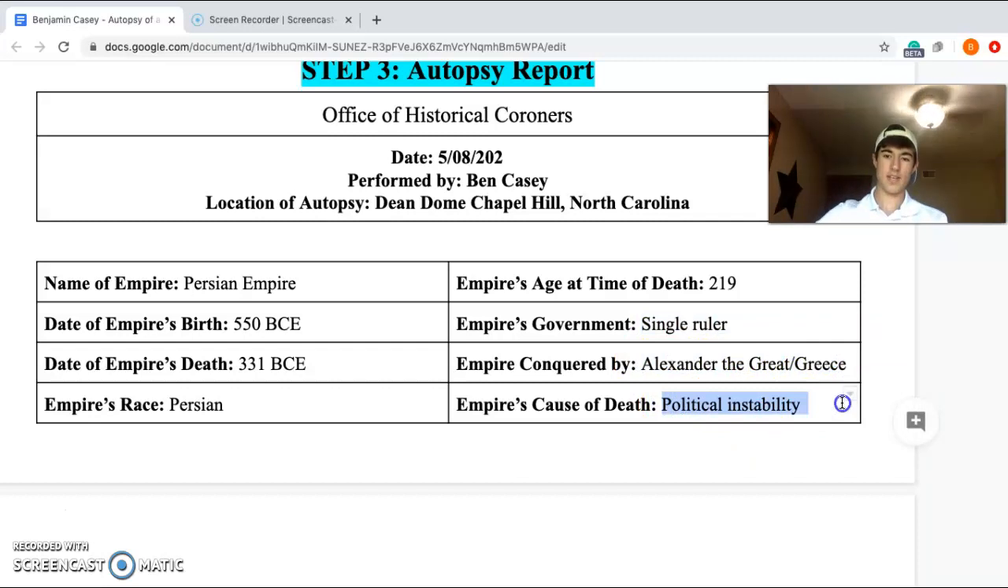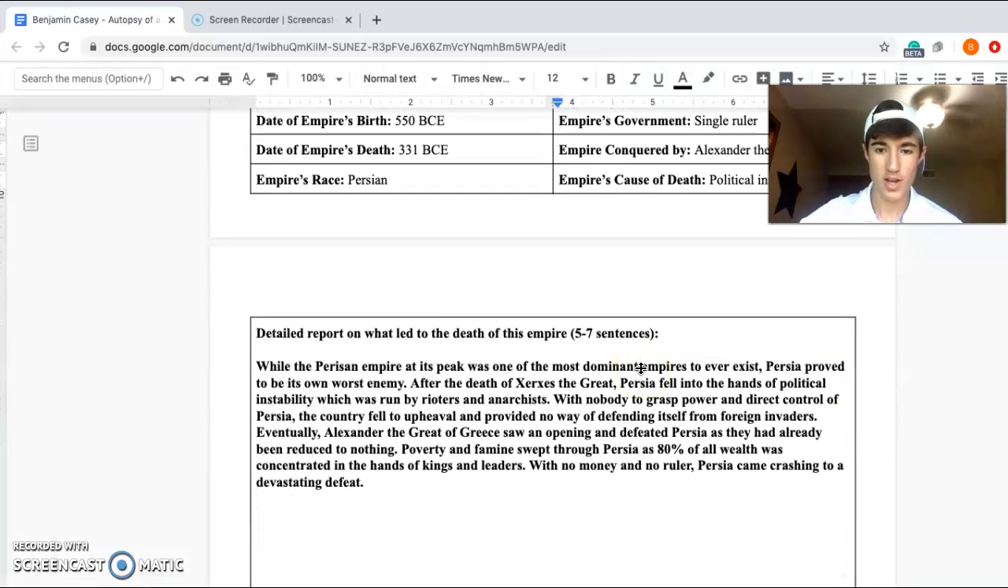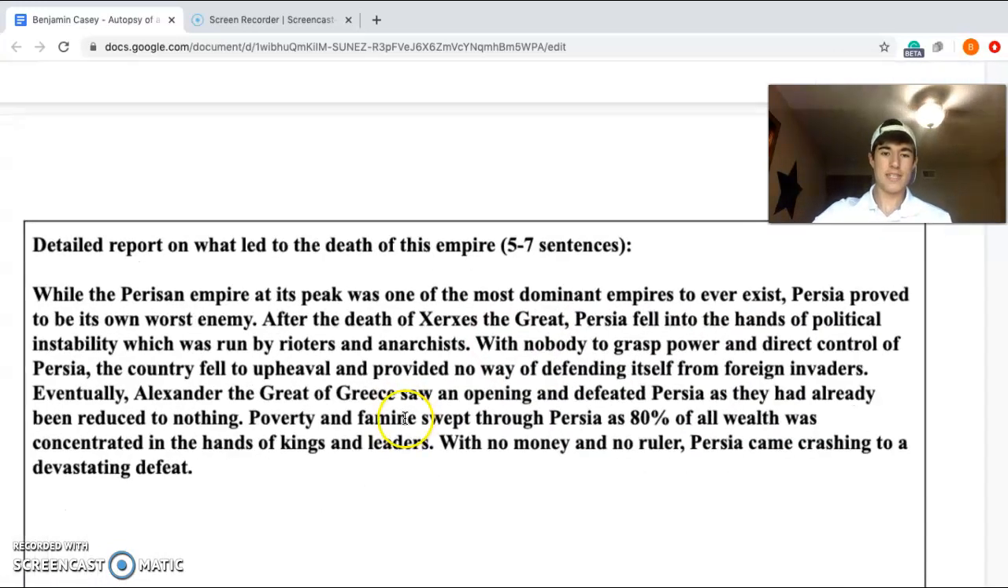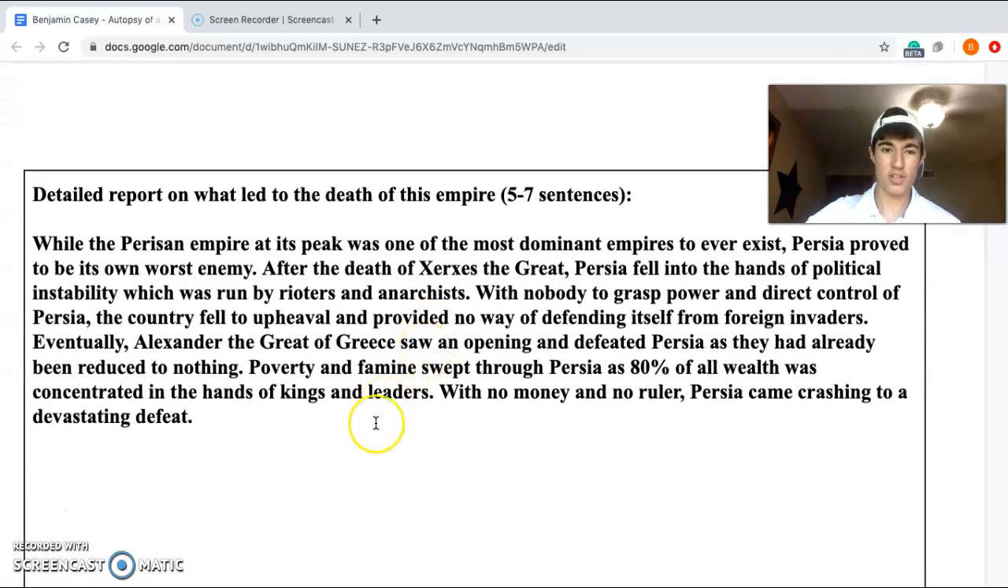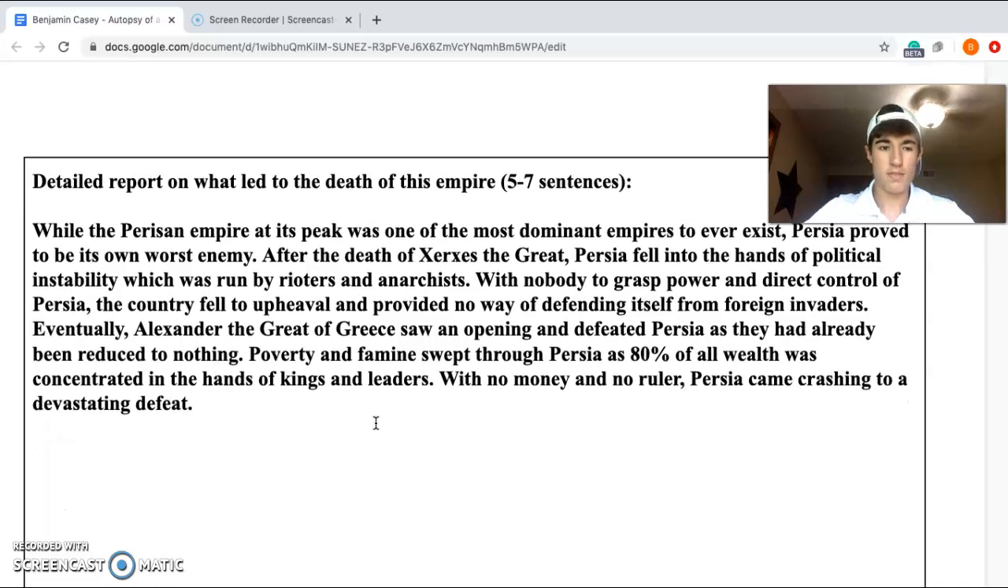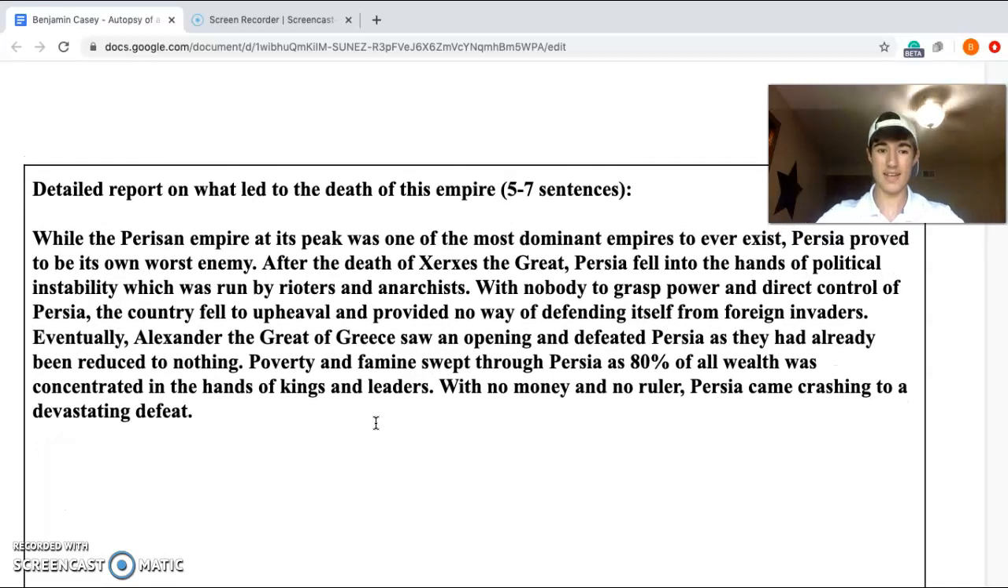Political instability. That is super important when you talk about the death of Persia. So we're going to get a little bit deeper into why did Persia fall. Well, Persia was at its peak, and it was one of the most dominant empires to ever exist. It had lots of land, it expanded very far, their leaders were great, the people were happy, and it proved to be its own worst enemy in the end.